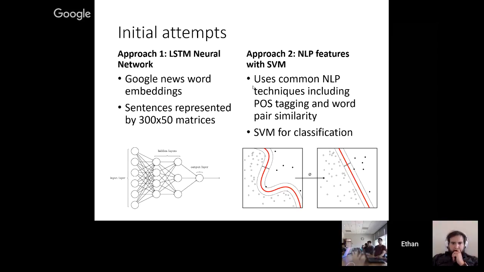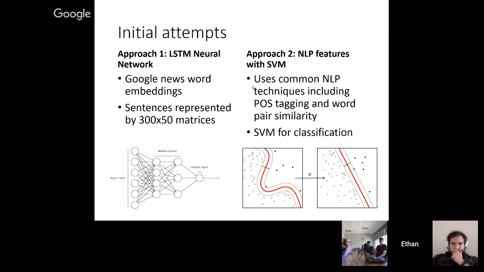So for input for a neural network, is it 2 sentences? Yes, it is 2 sentences. Essentially what happens is you have 2 separate parts of the neural network, one for each sentence, and then you combine the results from each to get your final result.